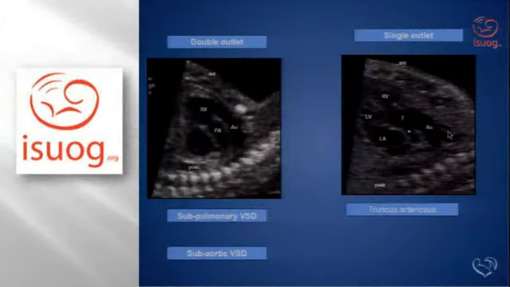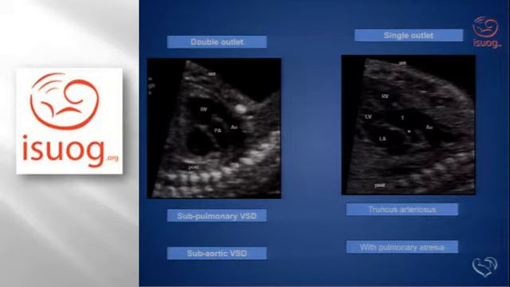And then we have single outlet, and the commonest, or the most important in that is truncus arteriosus, one vessel that then divides, as we've gone through that earlier on. But you can also have one vessel being a big aorta with pulmonary atresia, we've seen that as well, or you can have one big vessel coming with aortic atresia.